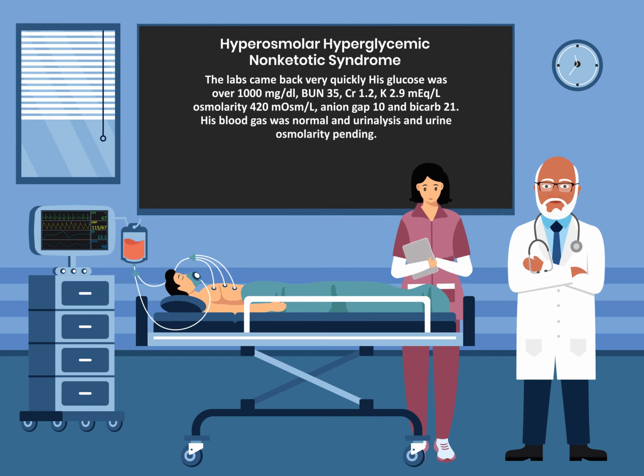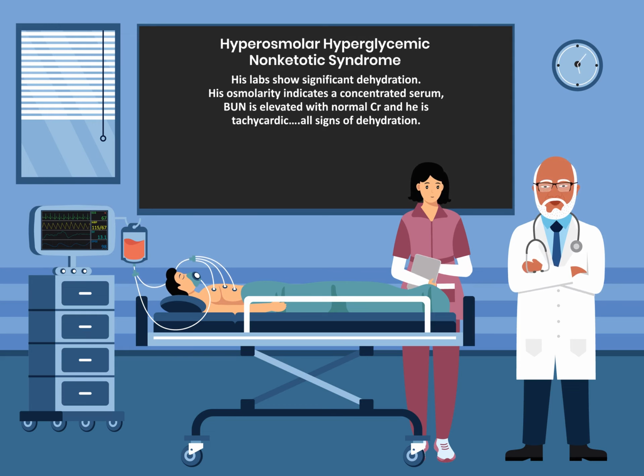The labs came back very quickly. It is as follows. His glucose was over 1,000 milligrams per dL. The BUN 35, the creatinine 1.2, his potassium was 2.9, the osmolarity was 420, the anion gap was 10, the bicarb was 21. His blood gas was normal and urinalysis and urine osmolarity pending.